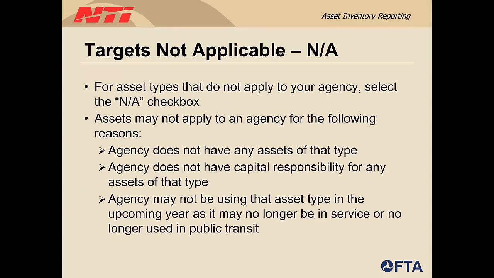For any asset types that do not apply to your agency, please ensure that you select the NA checkbox. This will indicate that you do not have any assets of that type or you do not have a target for that type. There could be a couple reasons why you may not have a target for a particular asset type. As I already mentioned, this may be because your agency does not have any of that particular asset type. You may not have capital responsibility for any assets of that type, or you may not anticipate using that particular asset type in the upcoming year and therefore do not have an applicable target.